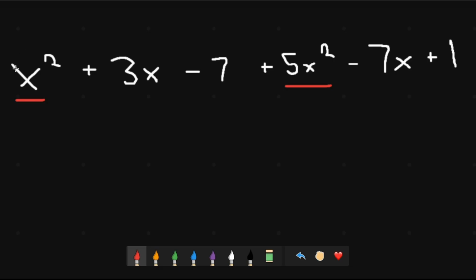We could not combine x squared and 3x because while they share the same variable, they do not have the same exponent. So likewise, our next set of like terms would be 3x and minus 7x. And then finally, we have our two constants, which means that they are fixed numbers. They do not multiply or divide with any variable, so they will stay the same throughout the equation. We have negative 7 and 1.